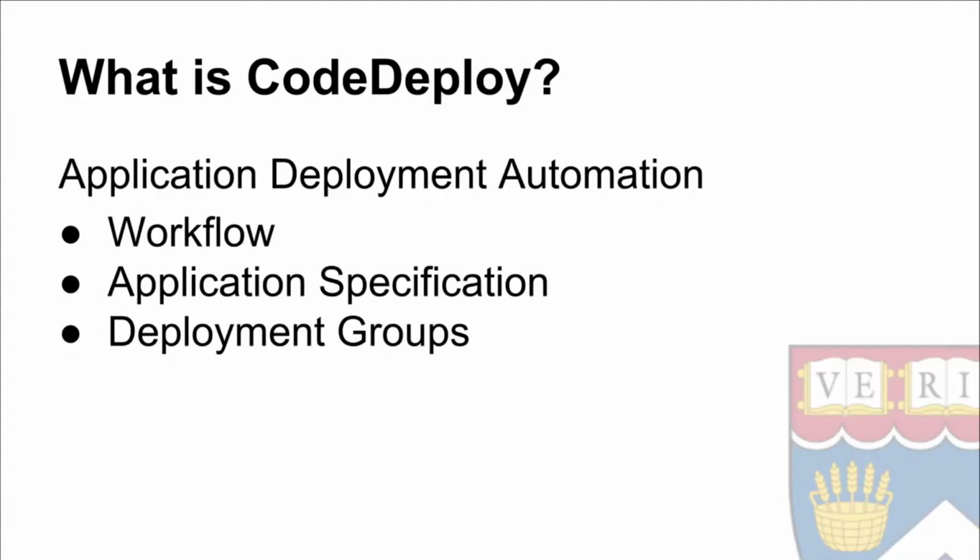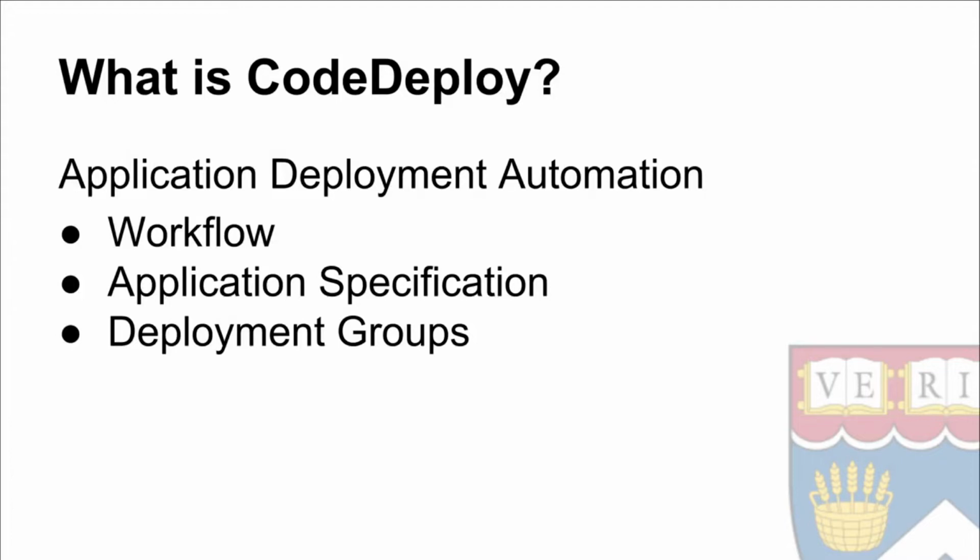First off, what is Code Deploy? Code Deploy is basically an automation platform that allows you to deploy software to a large number of EC2 instances in a controlled way. So it's basically application deployment automation, for short.